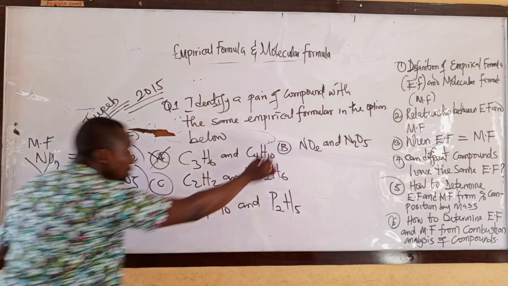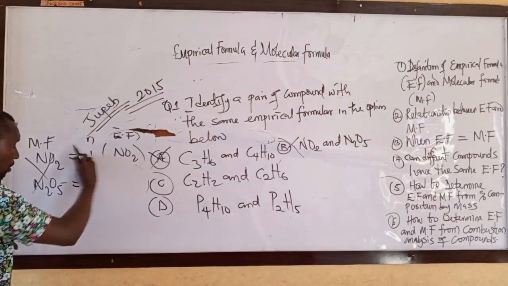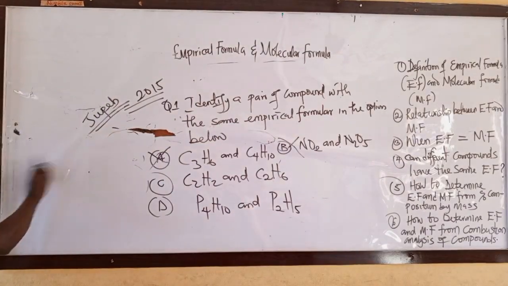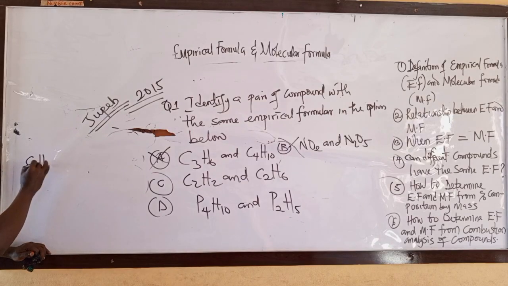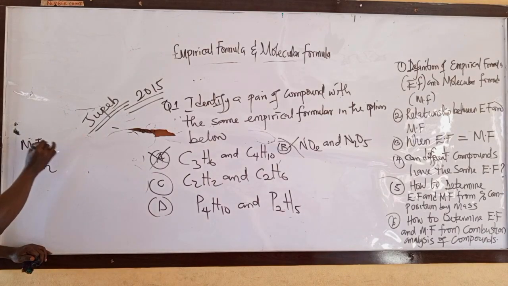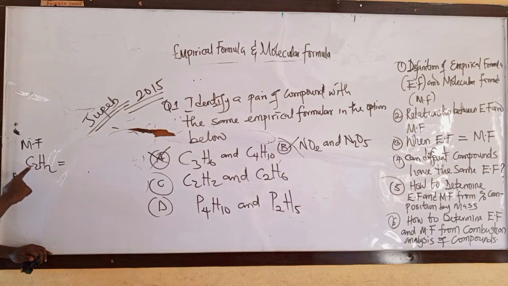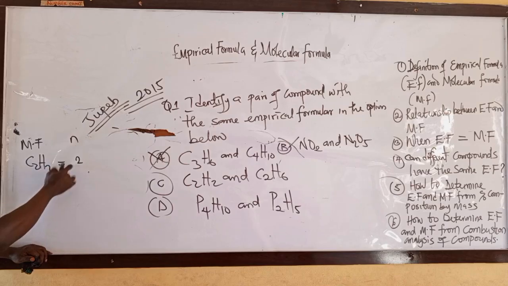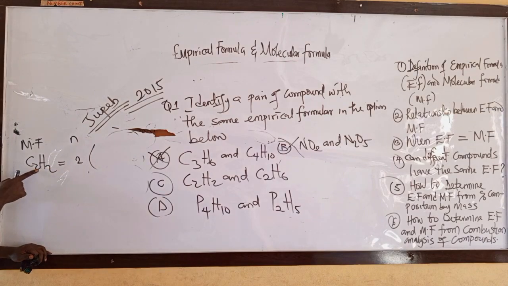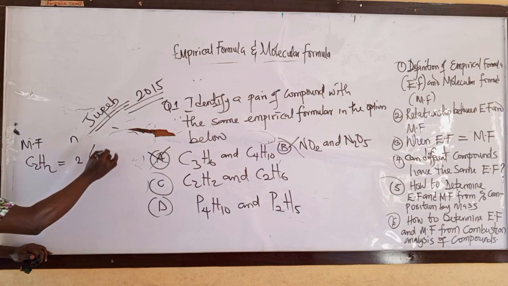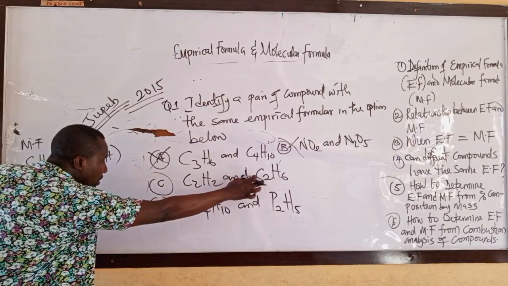Let's look at option C. There you have C2H2. That is ethyne. In this case, this is the molecular formula. What is common to us? C2H2 has 2, so bring it out. C2 divided by 2 will give you C. H2 divided by 2 will give you H. Then let's look at the pair given.